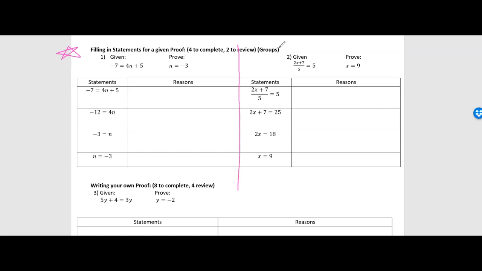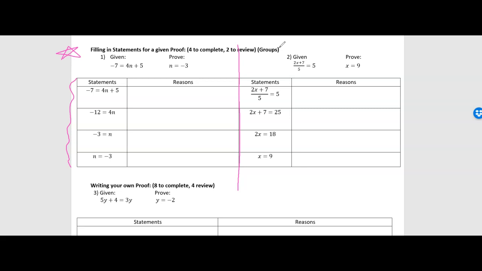We're going to do one of these together, though together is not quite accurate because you're listening to a video. But what you may want to do is just listen to what we do for the first one and then try to apply it to the second proof. So I give you the statements. You see the algebra right here. Now we need to come up with reasons for how we went from one statement to the other.